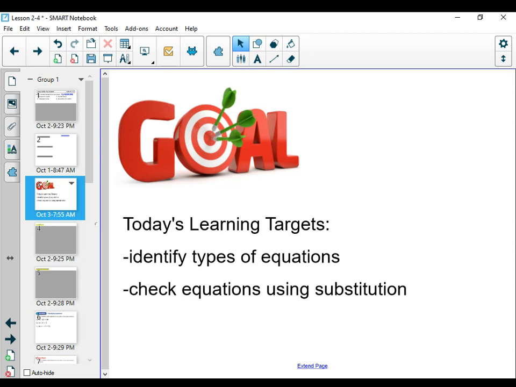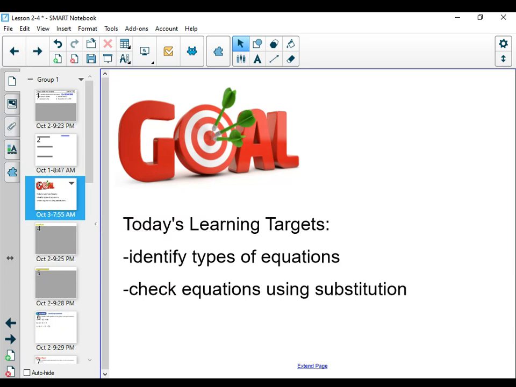Yay, math! We are here for more math. If you were getting annoyed with distributive property, good news, you can take a few days off from that while we talk about equations.